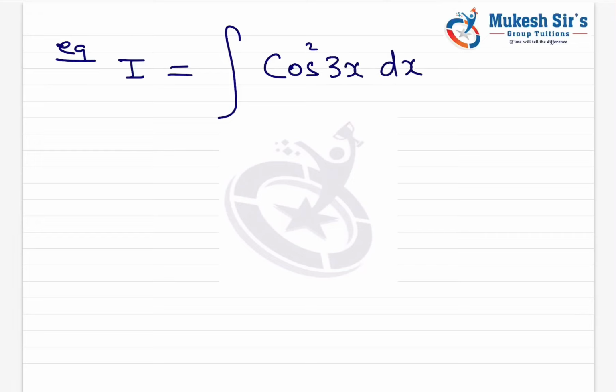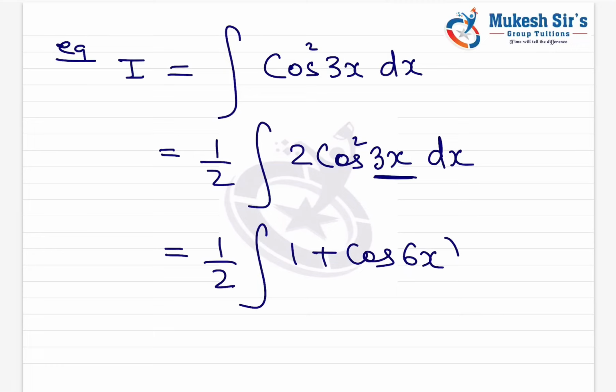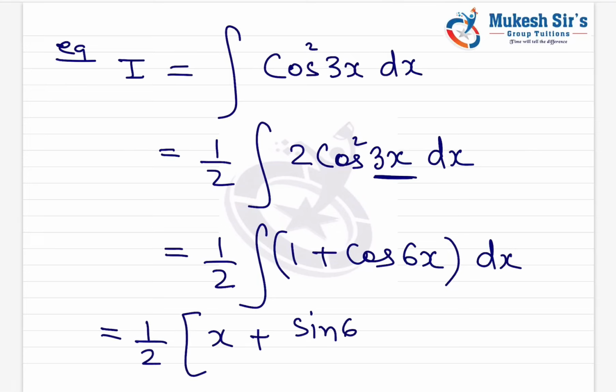So let's solve an example. Integration of cos square 3x dx. So I multiply and divide by 2. You will get 2 cos square 3x dx. Then you have a formula: 2 cos square a is equal to 1 plus cos 2a. So 3x's double becomes 6x, the whole dx. Now you can integrate. So this becomes half into integration of 1, which is x, plus integration of cos 6x, which is sin 6x upon 6, plus c.